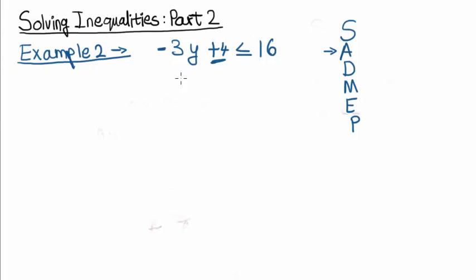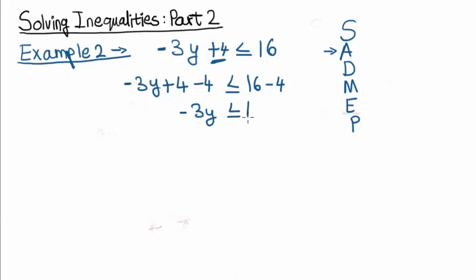So the appropriate inverse operation that will get rid of plus 4 is to subtract both sides of this inequality by the 4 term. When I simplify the left-hand side of this inequality, I simply end up with negative 3y, which is less than or equal to 16 minus 4, which is simply 12.